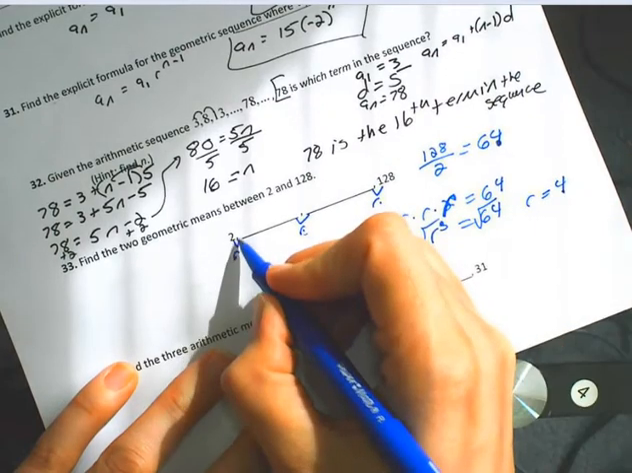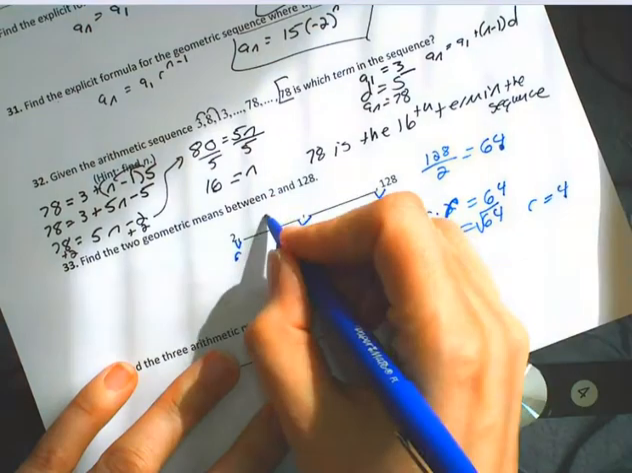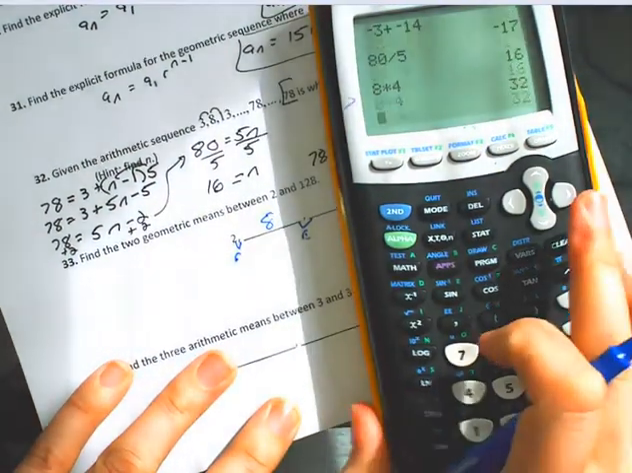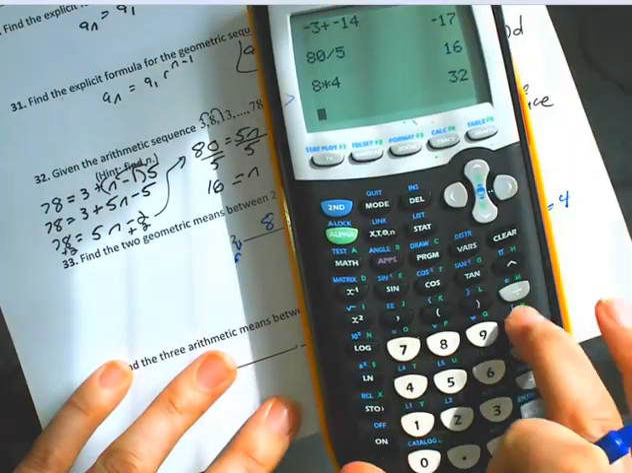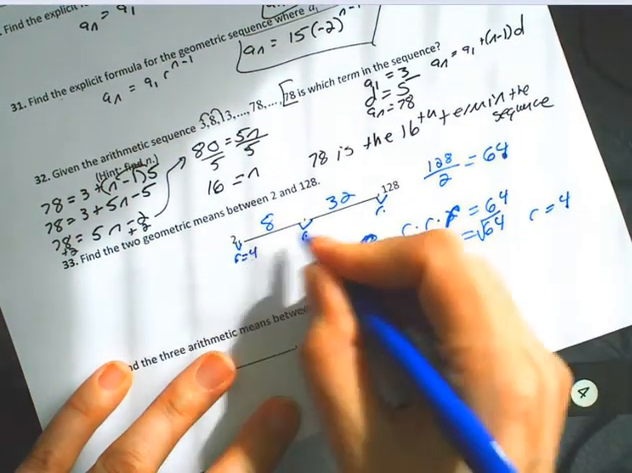So 2 times 4 is 8. 8 times 4 is 32. And 32 times 4 is 128. So 4 is my common ratio.